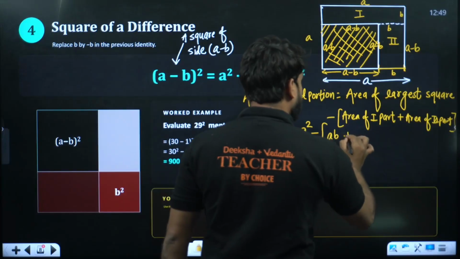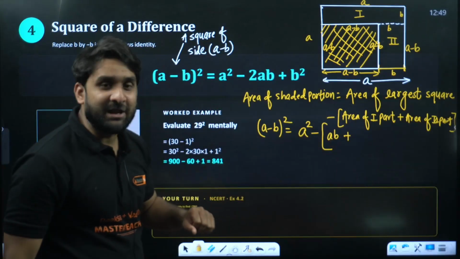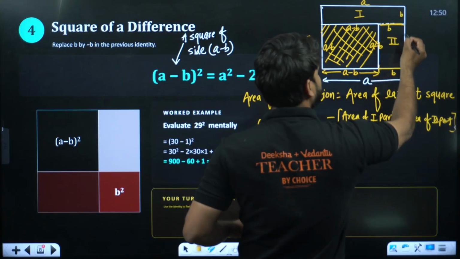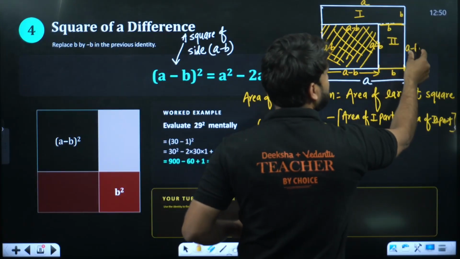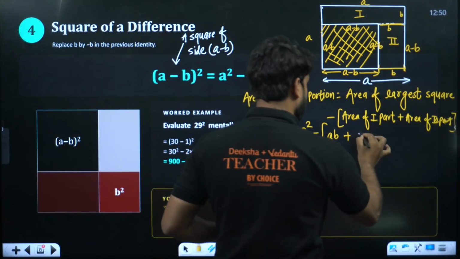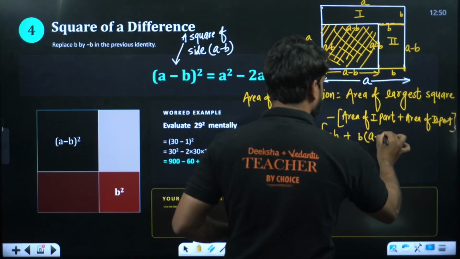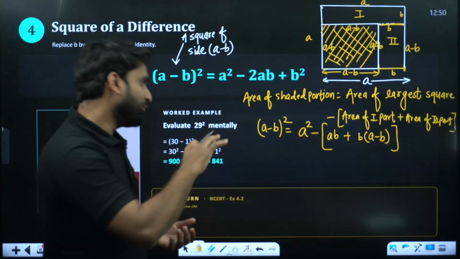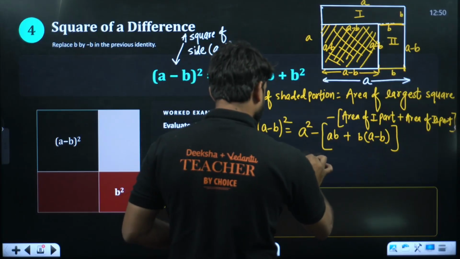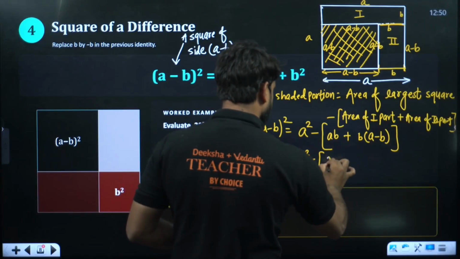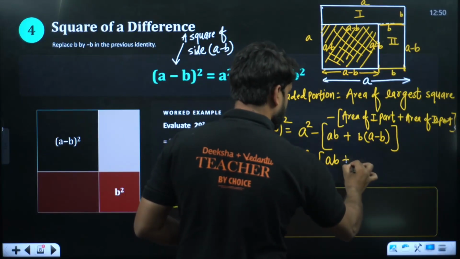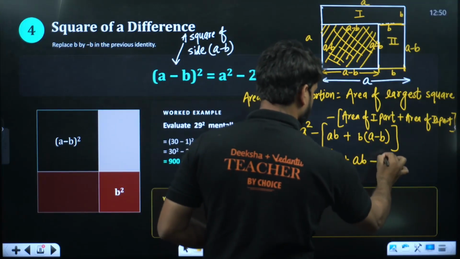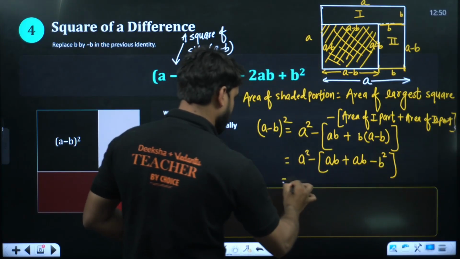AB plus what will be the area of the second part? Where is the second part? Second part, this is the breadth and this is the length. Breadth, length. So length is A minus B. So we can write B into A minus B. I hope this is clear to you all. Now solve this. A square minus AB and this is plus AB, and here B into B square. Now solve, open the bracket.